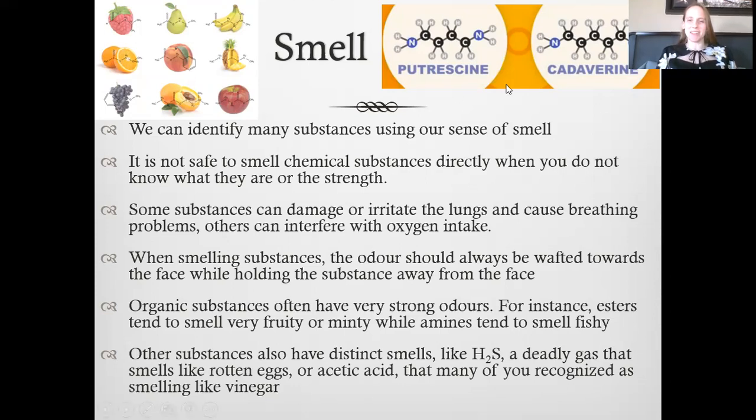On the other side here, we have two chemical compounds, one called putrescine and one called cadaverine. Cadaverine is named after the fact that it smells like a dead body or a cadaver. And then putrescine smells putrid, as in gross. Those are also organic compounds.